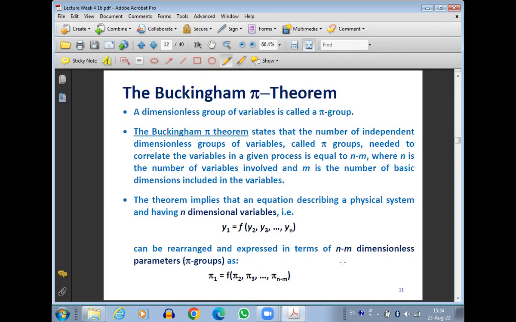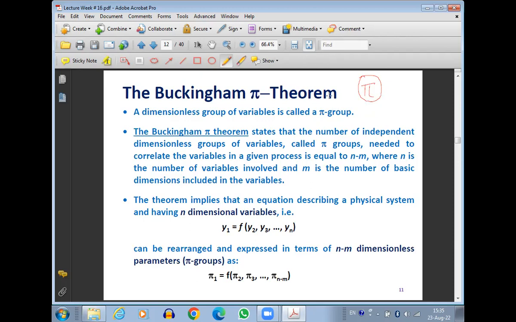Now, the Buckingham pi theorem, a dimensionless group. Here we define a dimensionless group as pi. What we need to do is find out what this dimensionless group is for our set of variables in the problem. So let us define a dimensionless group. We call it pi, and since this methodology was developed by Mr. Buckingham, it is known as the Buckingham pi theorem.